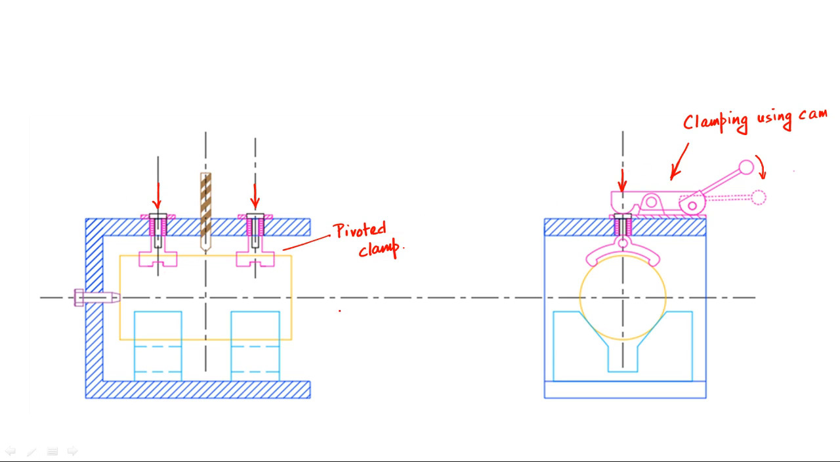Okay, now after completion of the machining operation, when we release this lever, this spring will again apply force on this screw, and it will get lifted. It will automatically get lifted, and we can remove the job. So this is the clamping system in this case.